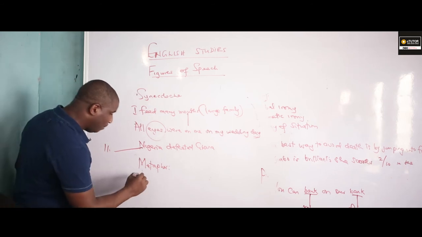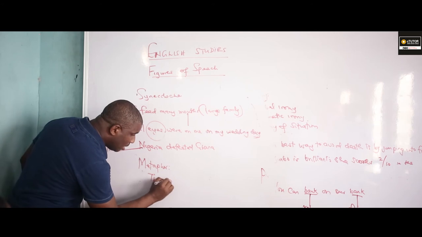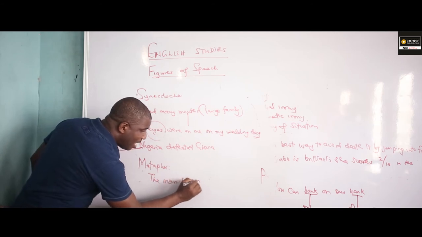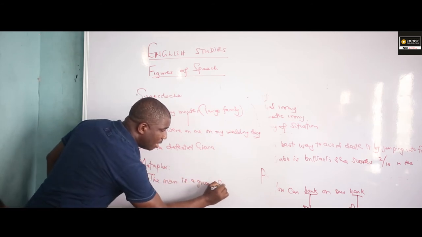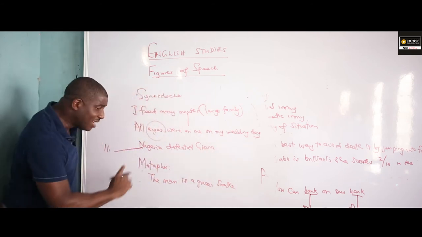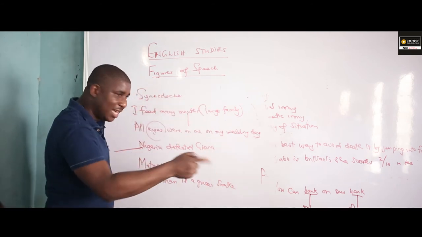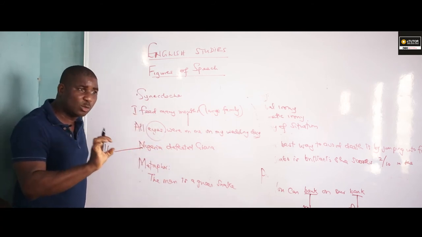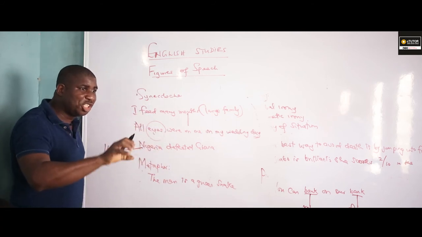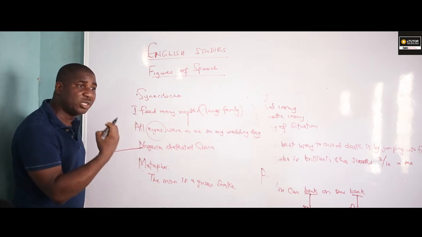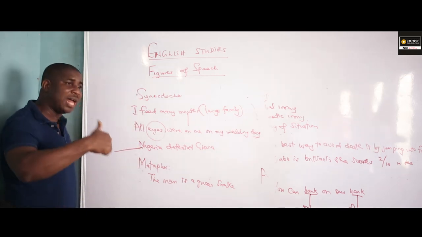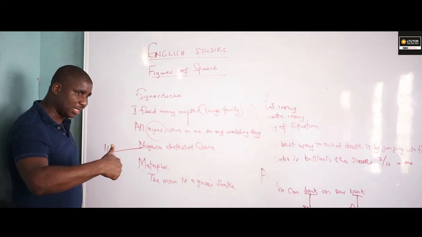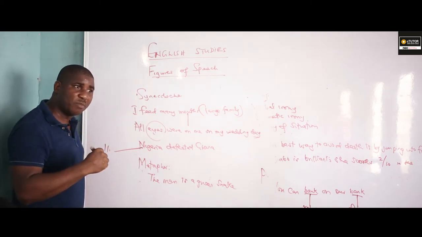Okay. Now, if I say, the man is a green snake. I never said the man is like a green snake. The man is what? So, metaphor says the exact thing. It shows comparison without using like or as. Do you understand? Yeah. Metaphor. Can you give me another example of metaphor?